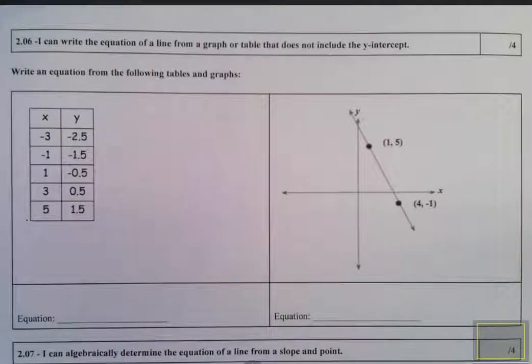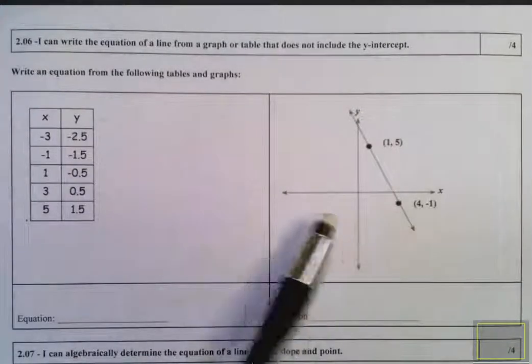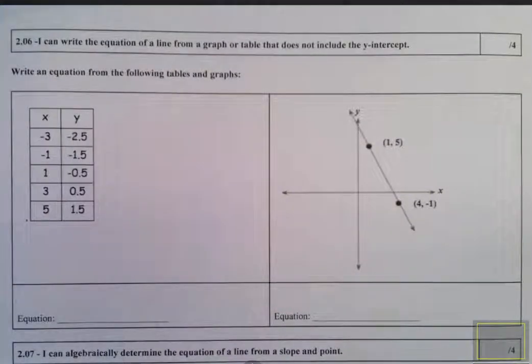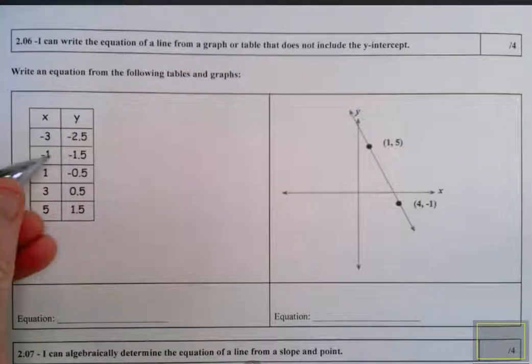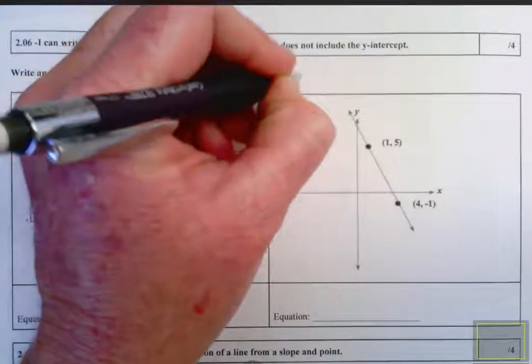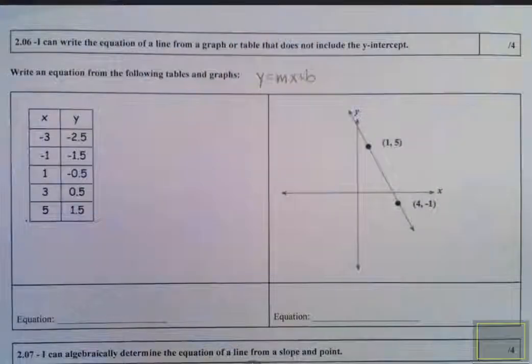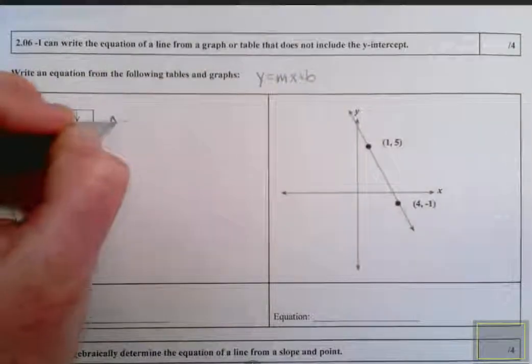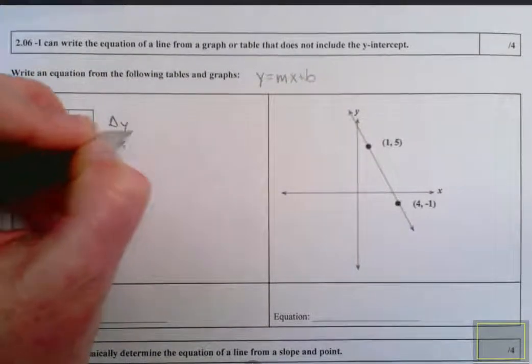All right, 2.06, I can write the equation of a line from a graph or table that does not include the y-intercept. In these two problems, it says write an equation from the following tables and graphs. So when we want an equation and we notice that it's a linear pattern, there's our general formula, y equals mx plus b. So the first thing I would do is find slope, change in y, change in x.